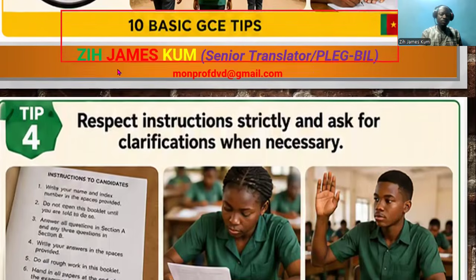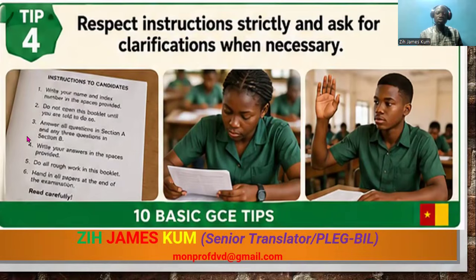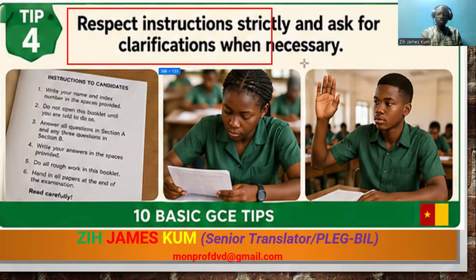And the fourth tip is very important too. So this is the fourth tip. Respect instructions strictly and ask for clarifications when necessary. This is an example of somebody following instructions.